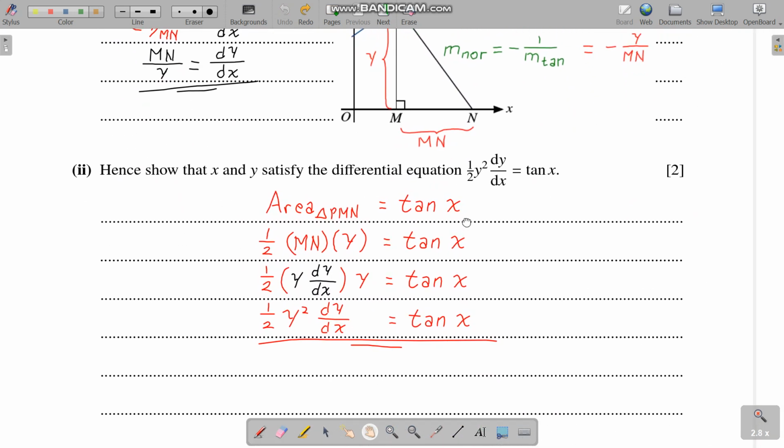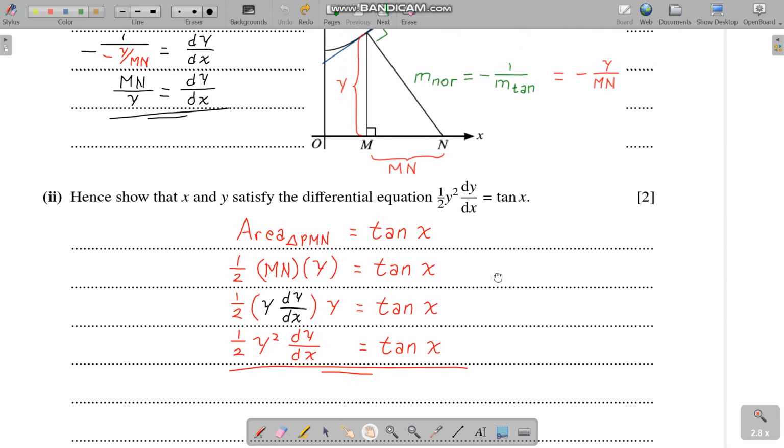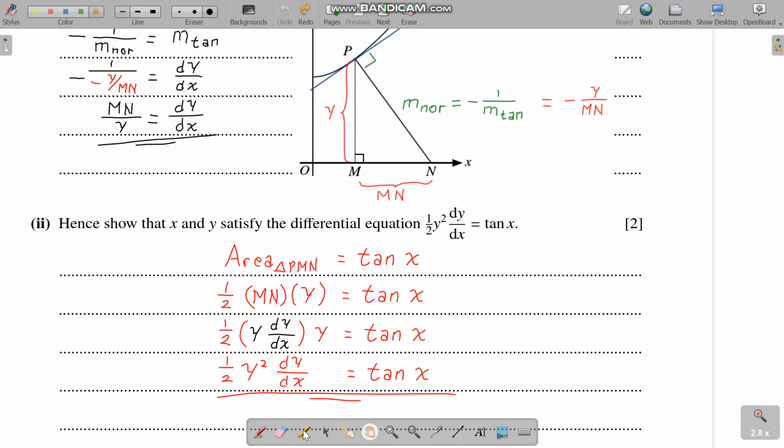Show that x and y satisfy the differential equation. The area of the triangle is base times height times 1/2. The base is MN, the height is y. But from the previous part, we can replace MN with y dy/dx. So we replace the MN with this, and we get what we need to prove.